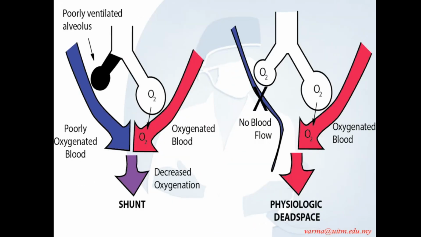A quick recap from the last class for those who never attend. We talked about shunt and dead space. Shunt means the alveoli is not being ventilated, but there is perfusion, whereas dead space is the alveoli being ventilated, but there is no perfusion.